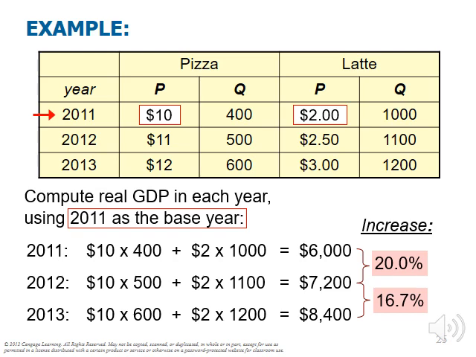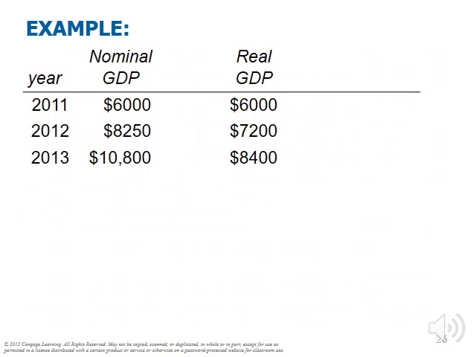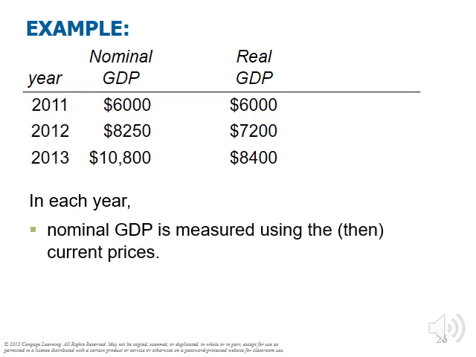Let's compare our nominal and real GDP calculations. In 2011, nominal GDP was $6,000. In 2011, real GDP was $6,000. Keep in mind that nominal and real GDP will always be the same in the base year. In 2012, nominal GDP was 8,250 and real GDP 7,200. In 2013, nominal GDP was 10,800 and real GDP was 8,400.